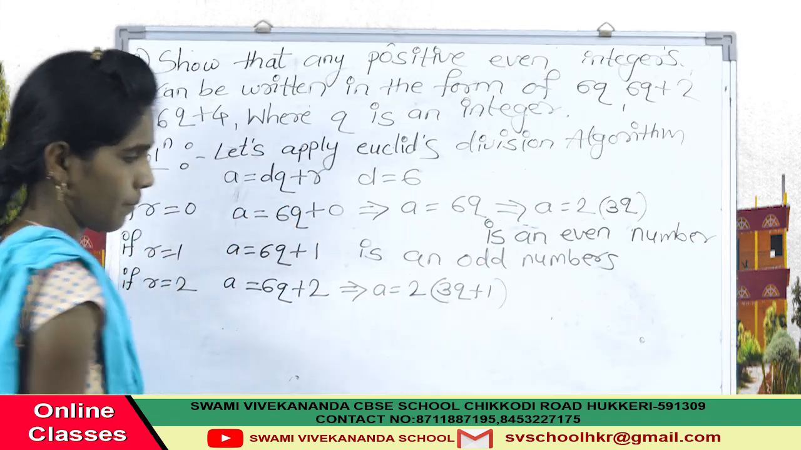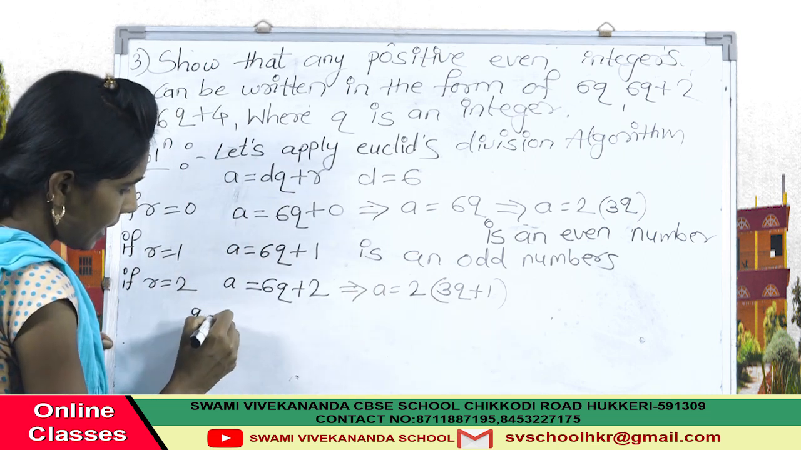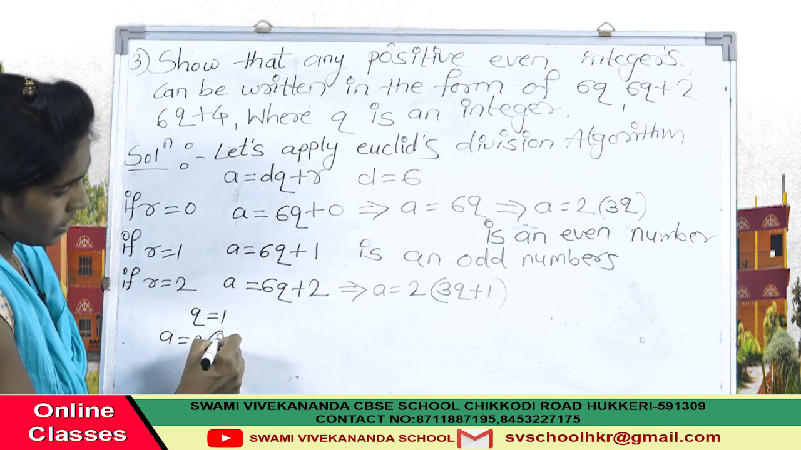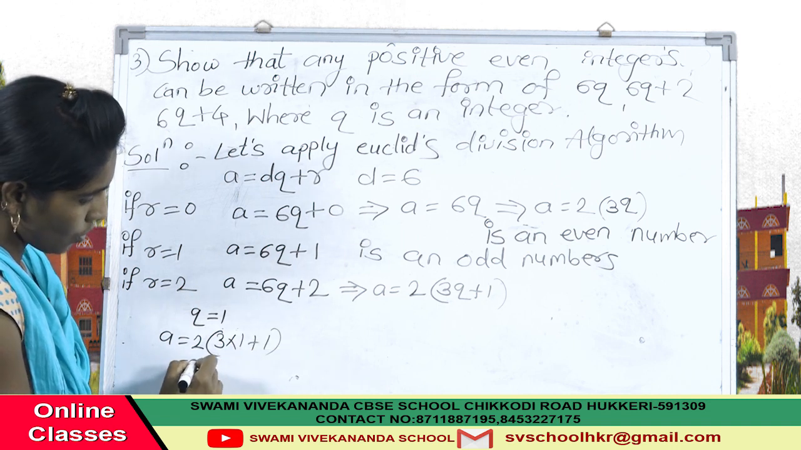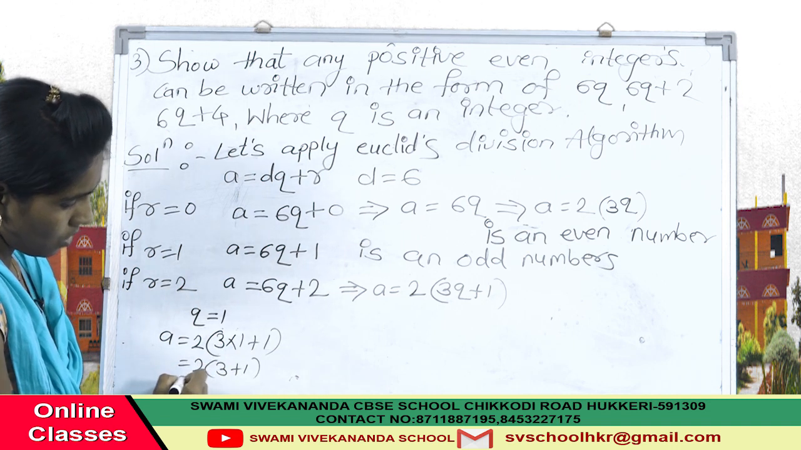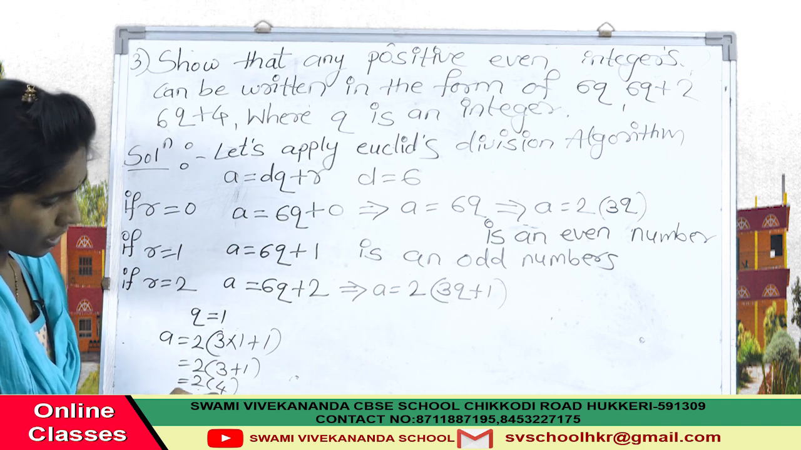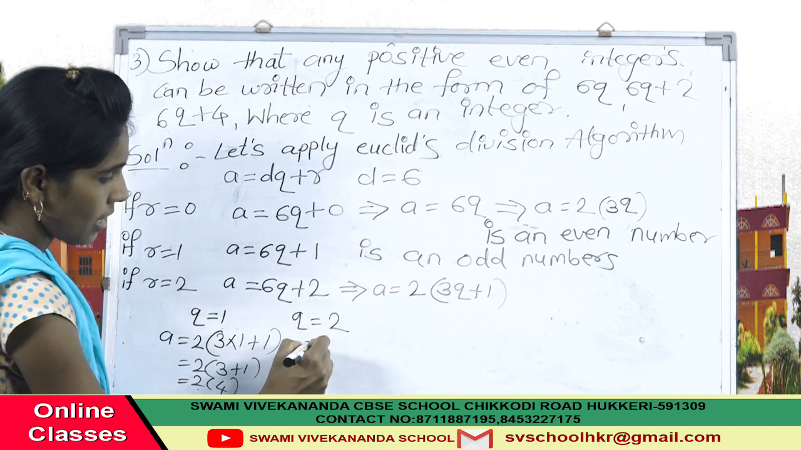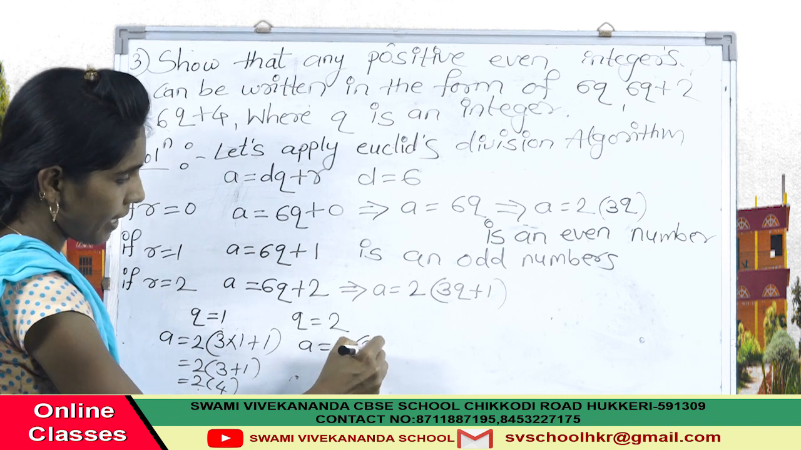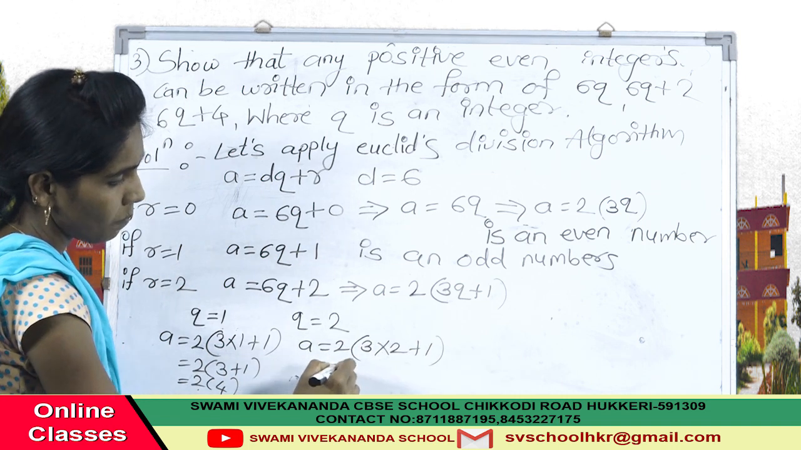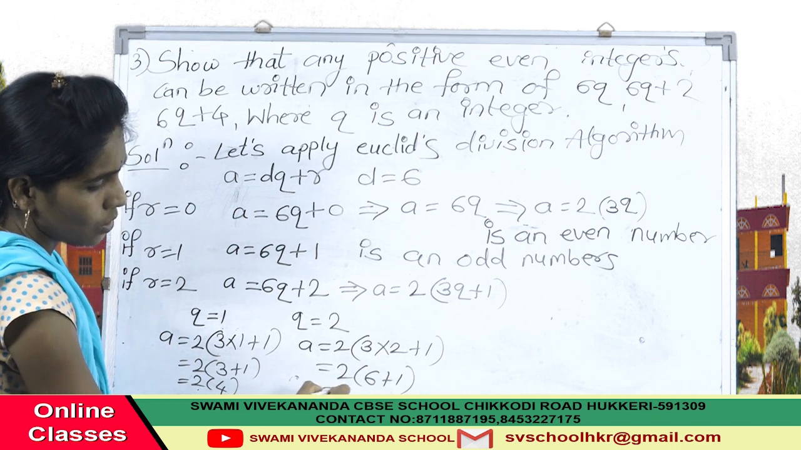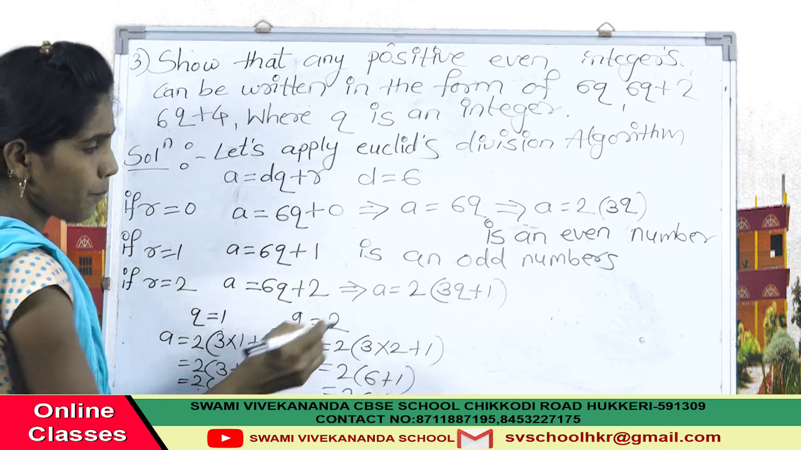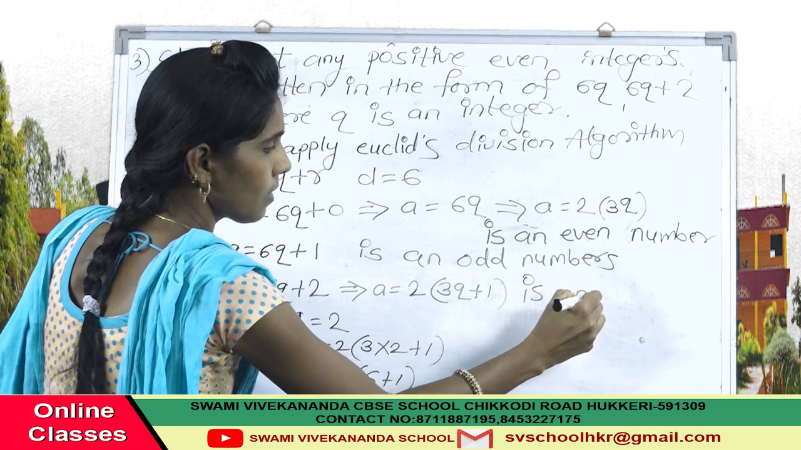3q plus 1. Here if we take q is equal to 1, then a is equal to 2 into 3 into 1 plus 1. So 3 plus 1 is 4, 2 into 4 is 8. We got an even number. Next, q is equal to 2. A is equal to 2 into bracket 3 into 2 plus 1, so 6 plus 1, 2 into 7 is 14. We got an even number. So it is an even number.